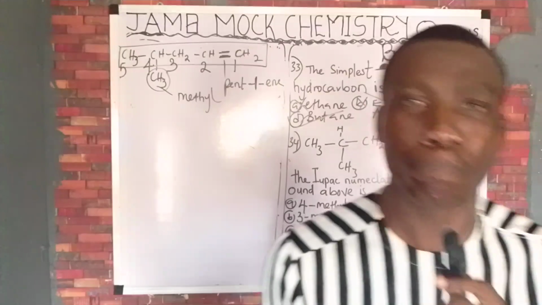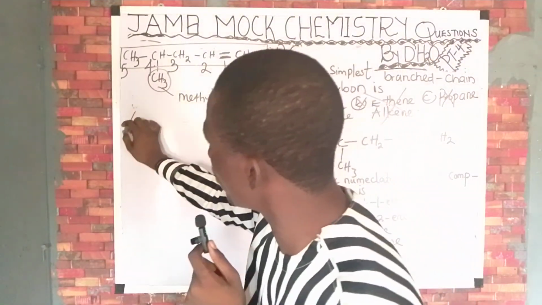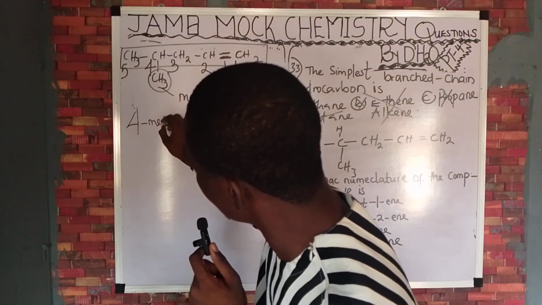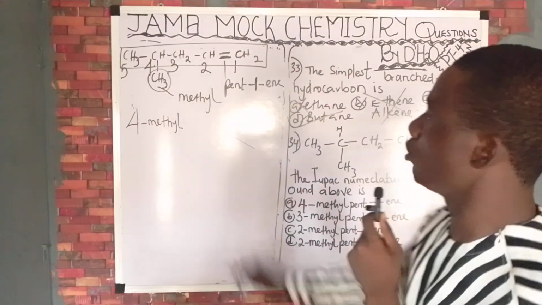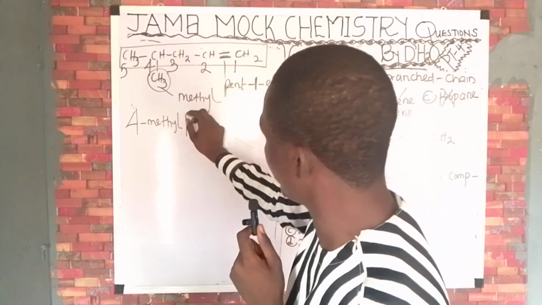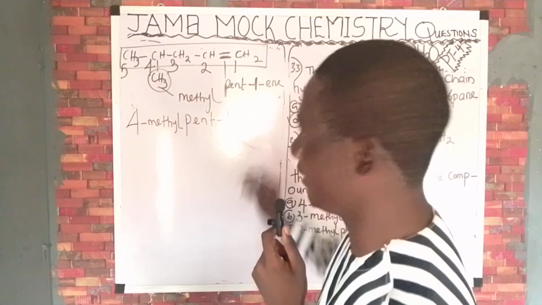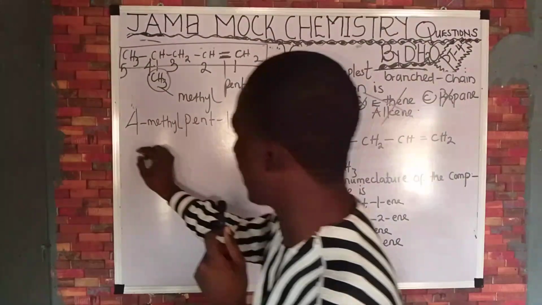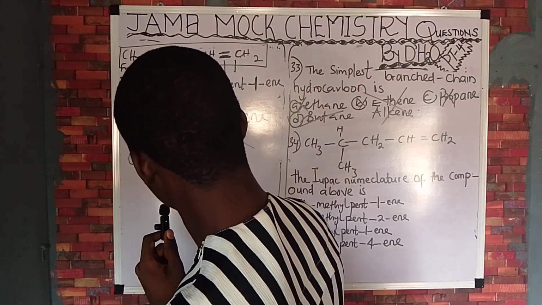Now, if this is pent-1-ene and this is methyl, we can name this compound by first identifying the position of the methyl. Methyl is at the 4th carbon, so we say it is called 4-methyl pent-1-ene. For instance, I'm giving you this one as your assignment to name for me.